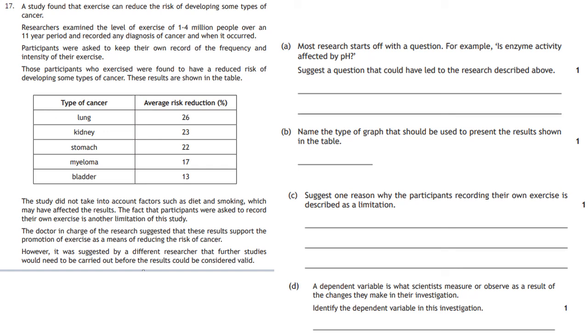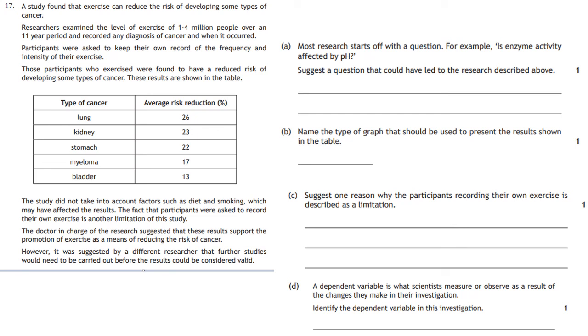So, our last question here, right? A study found that exercise can reduce the risk of developing some types of cancer. Researchers examined the level of exercise of 1.4 million people over a 11-year period. They recorded any diagnosis of cancer and when it occurred. Participants were asked to keep their own record of the frequency and intensity of their exercise. Those participants who exercised were found to have a reduced risk of developing some types of cancer. These results are shown in the table.